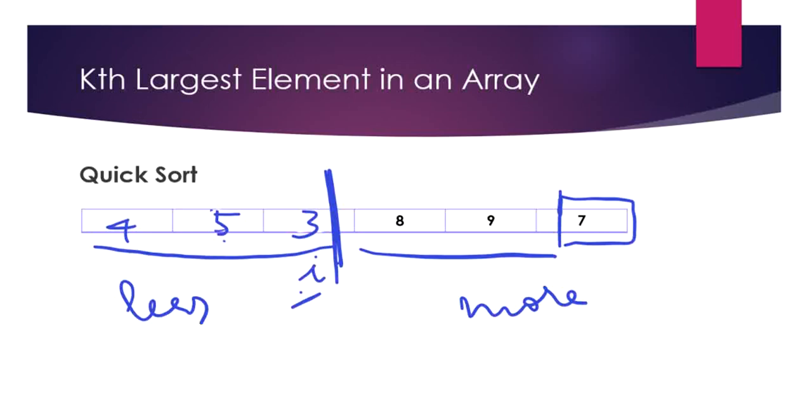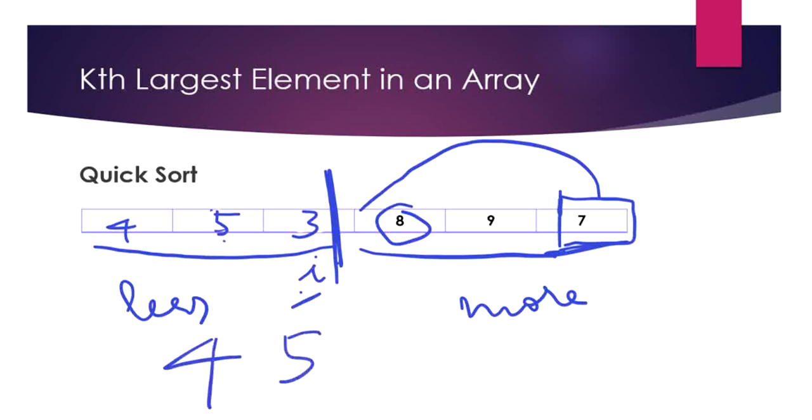So now we are going to swap I plus 1 with position 7. That is, I plus 1 is 8. I mean, the number at index I plus 1 is 8. We're going to swap it with our pivot element. Now our array becomes 4, 5, 3, 7, 9, and 8. So at the end of our first iteration, our array looks like this.